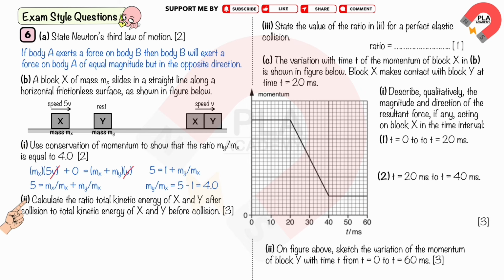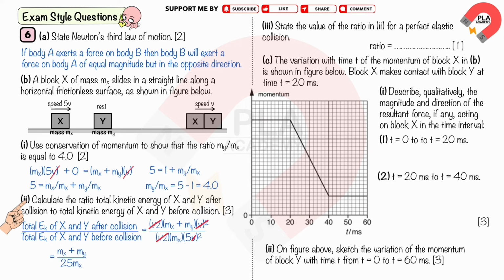2. Calculate the ratio of total kinetic energy of X and Y after collision to total kinetic energy of X and Y before collision. Total kinetic energy of X and Y after the collision is half of the sum mx and my times v squared. Total kinetic energy of X and Y before the collision is half of mx times 5v squared. We simplify the equation like this. Substituting the ratio of my to mx as 4, we get the ratio of kinetic energy is 0.20.